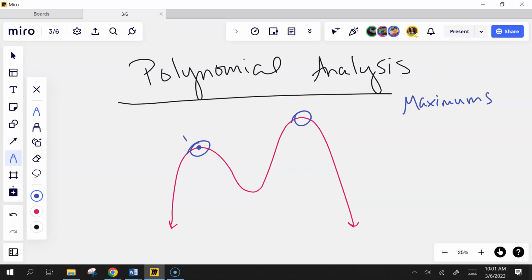So I call this a relative maximum. The other one is the maximum because it never goes higher than that, right? Do you see the difference? So I call this an absolute maximum. See the difference in the 2?